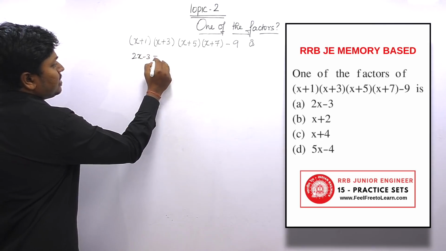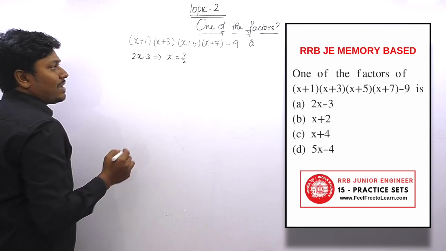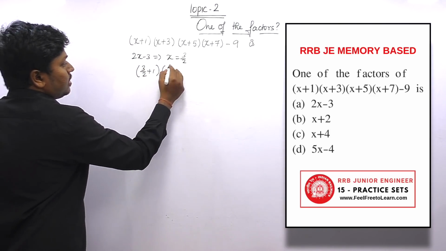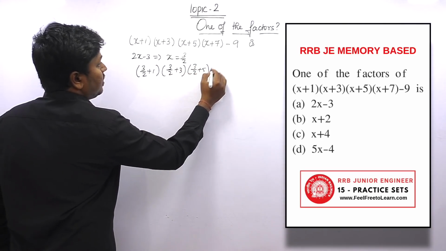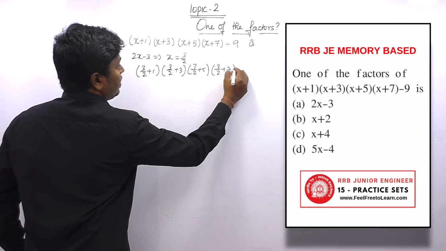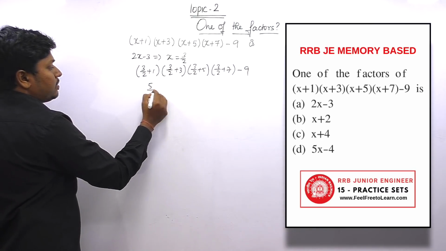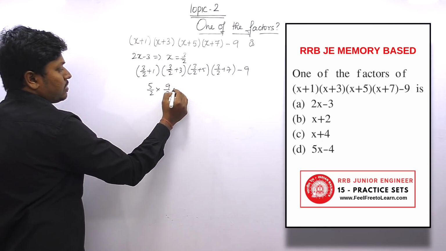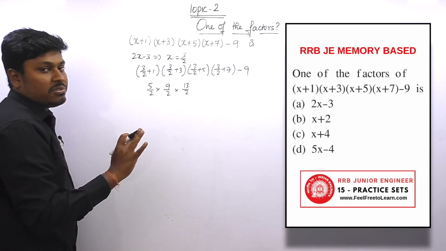So 2x minus 3 gives x equal to 3 by 2. Let me substitute x equal to 3 by 2 here. So 3 by 2 plus 1, 3 by 2 plus 3, similarly 3 by 2 plus 5, and 3 by 2 plus 7, minus 9. This will be 5 by 2. 3 into 2 is 6, 6 plus 3, 9 by 2. Similarly 5 twos are 10, 13 by 2. Definitely, we can't cancel 13.